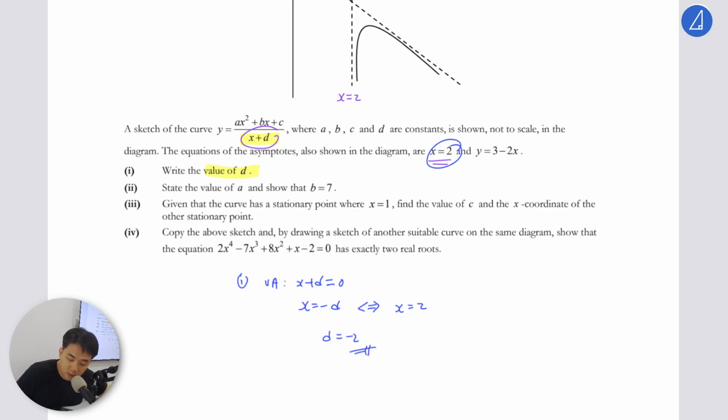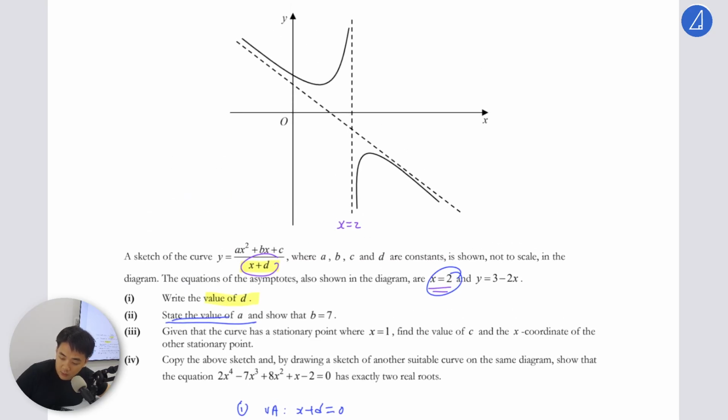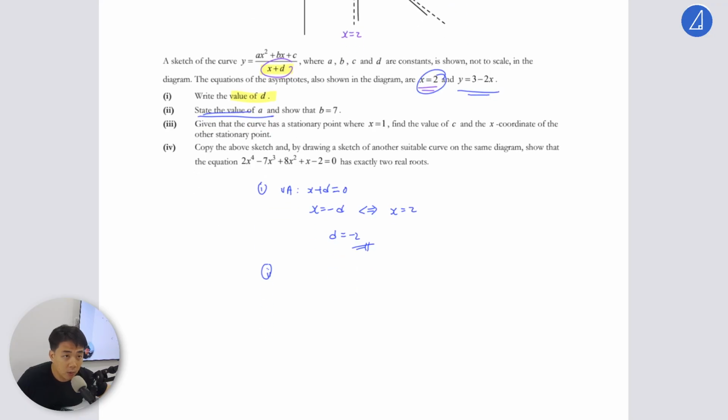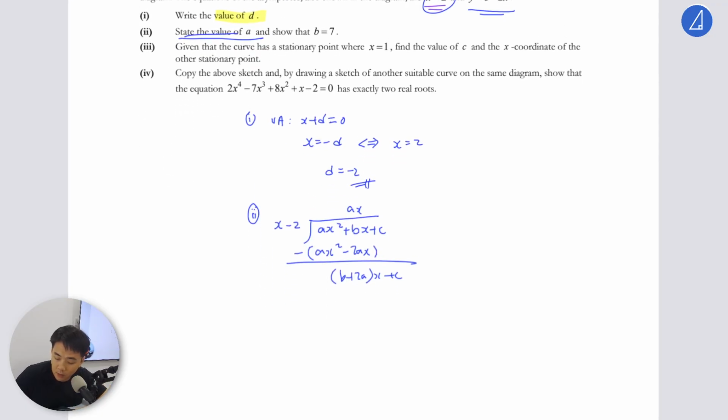After that, we are told to state the value of A. I think we can do a long division for this case because we were given the oblique asymptote as minus 2x plus 3, the OA. Then we can compare the A later. So we're just going to do a long division. Multiply Ax to give us Ax squared. Then minus off, we'll get B plus 2Ax. Then lastly, we'll just plus B plus 2A.